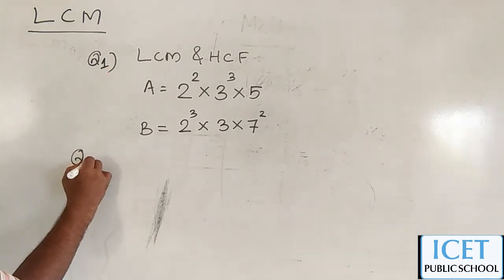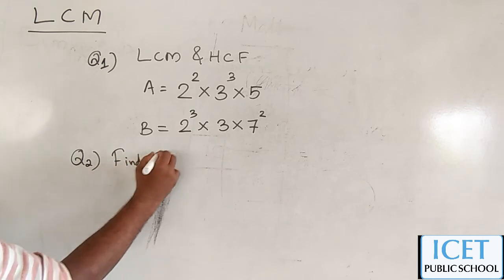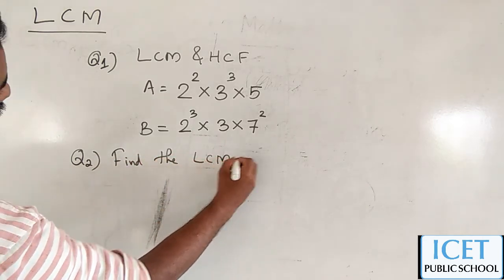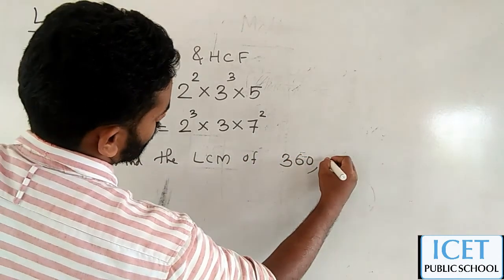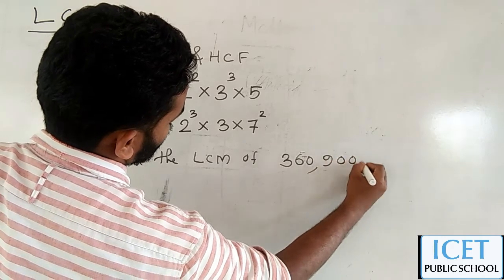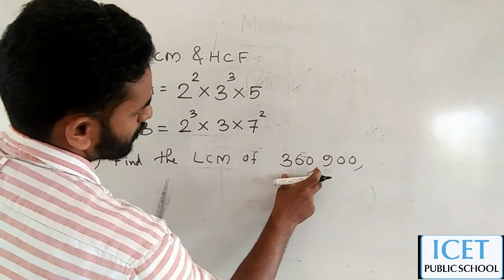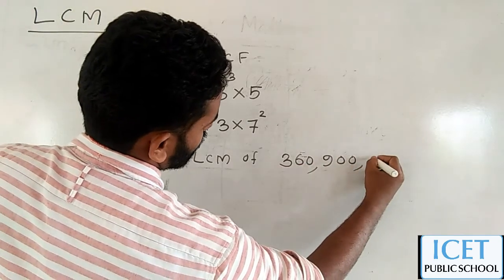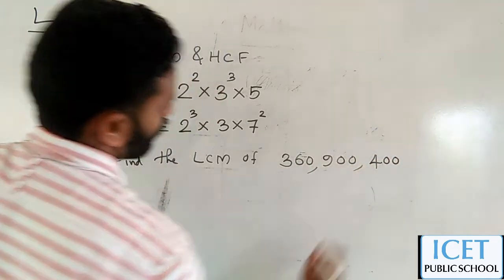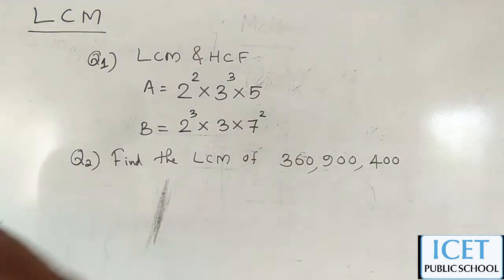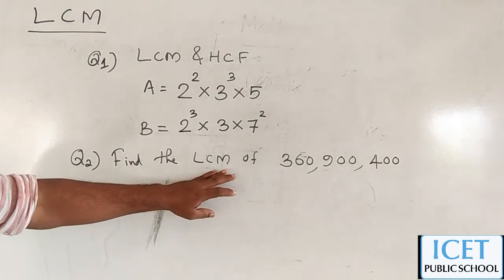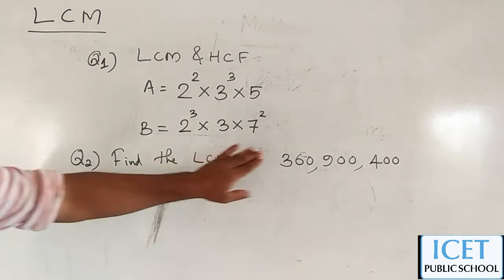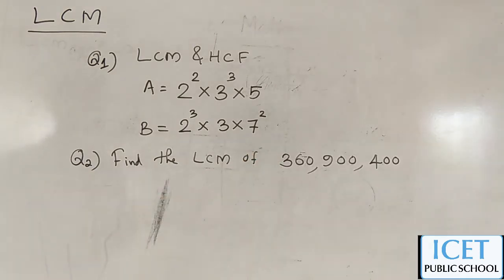Then question number 2. Find the LCM of 360, 900. One more number is there. Here it is. Then 400. You have to find the LCM of 360, 900 and 400. Here you can use the common division method. If 3 terms are there, it is better to use the common division method. You have to send me the answer.